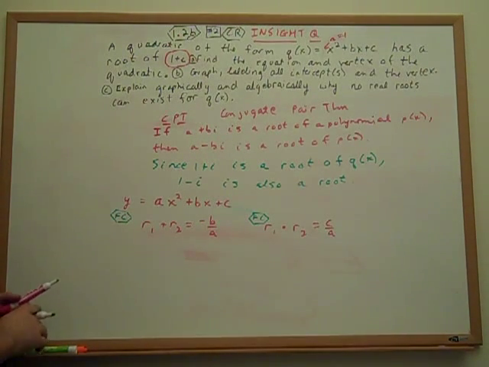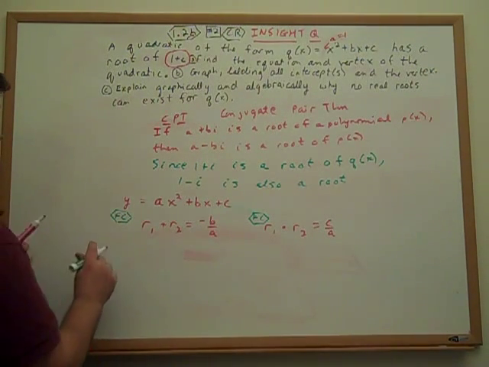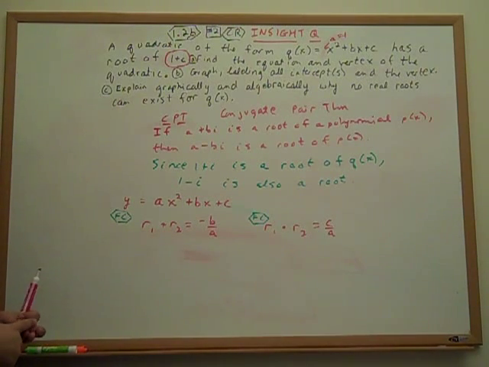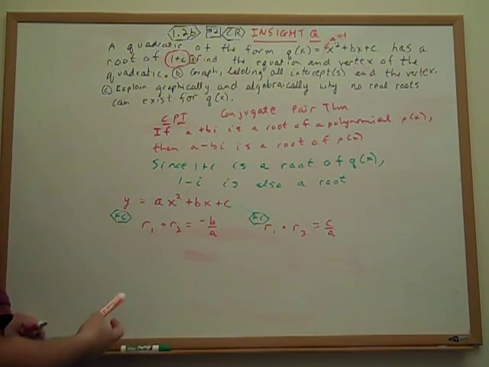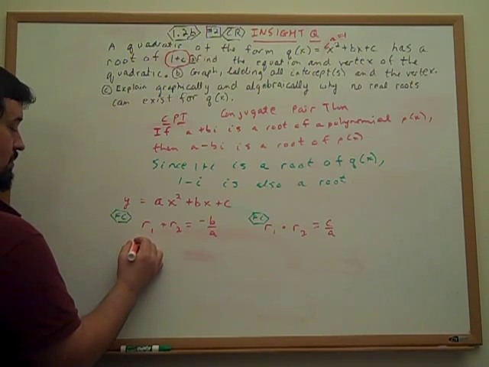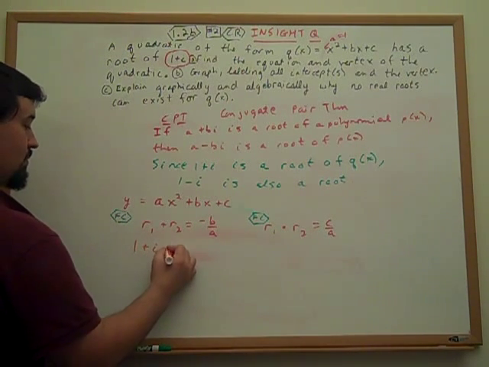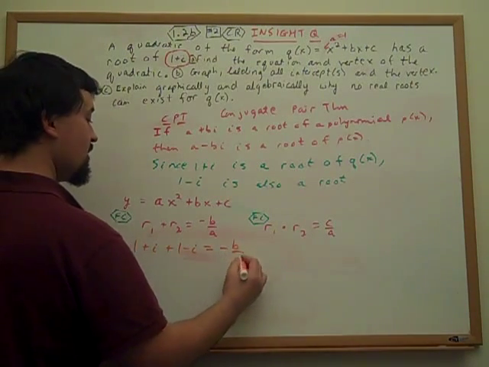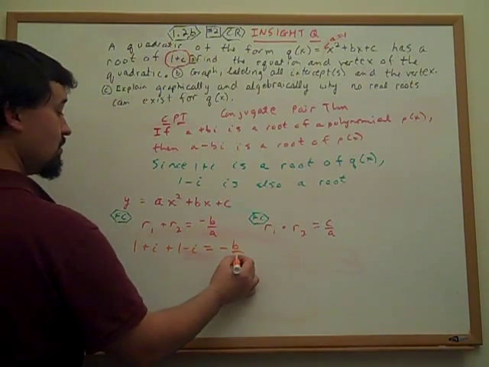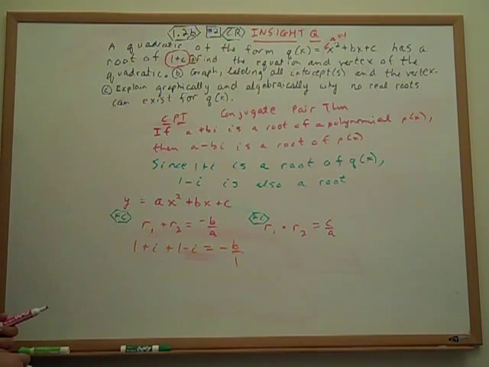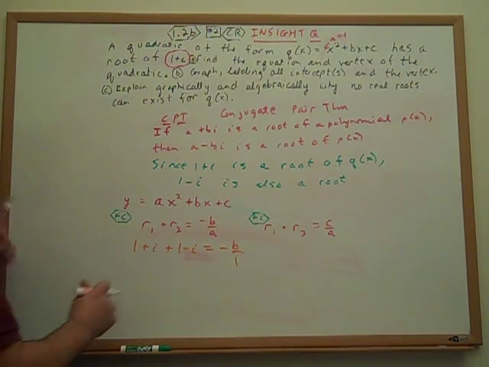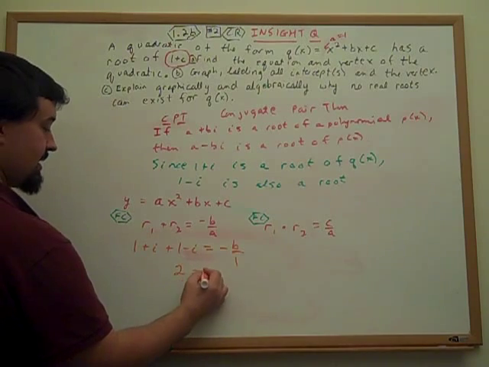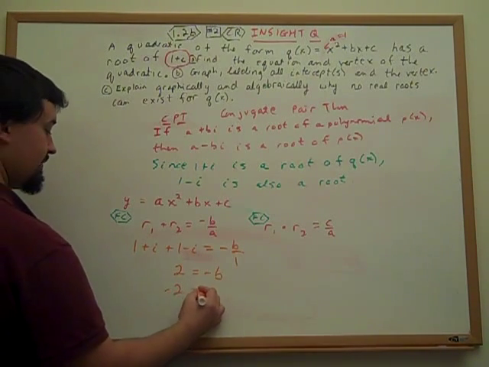Now, applying this, we have 1 plus i and 1 minus i equaling the opposite of B over A. We know that A is 1. So, i's cancel, we get 2 is negative B, so negative 2 is B.